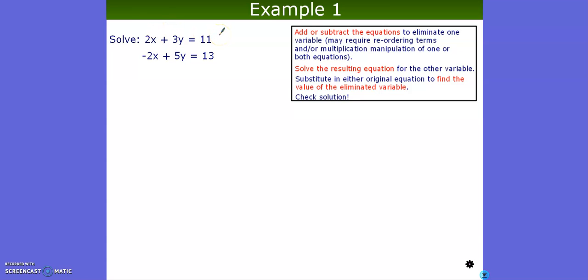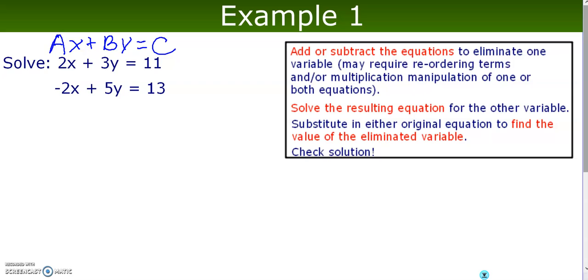Again, I want to make sure that my equations are set up in ax plus by equals c, standard form, and in this case they are. And I'm going to go ahead and make this screen a little bigger. There we go. So it's in that order. I've got x terms, y's, constants. Awesome. So all we're going to do is add up our two equations, and we're going to go column by column.